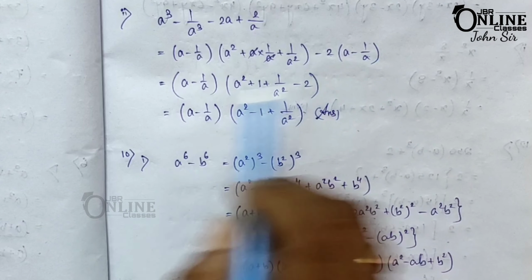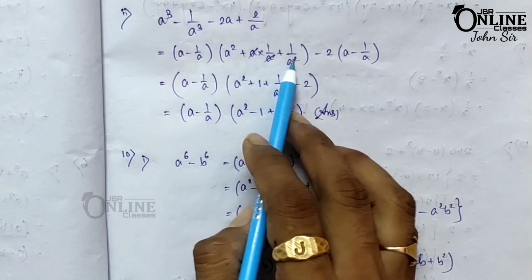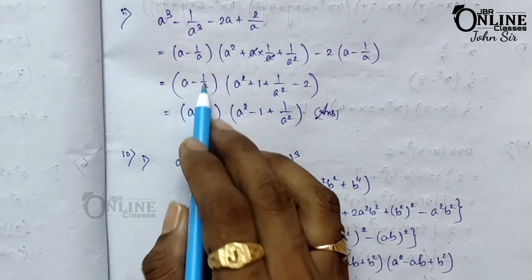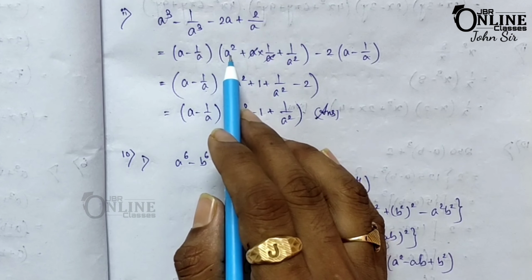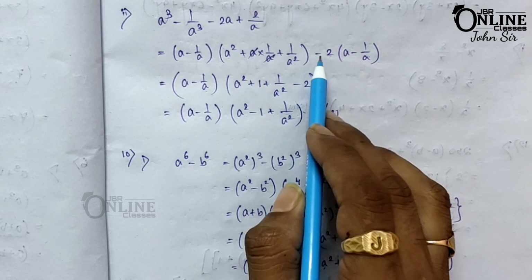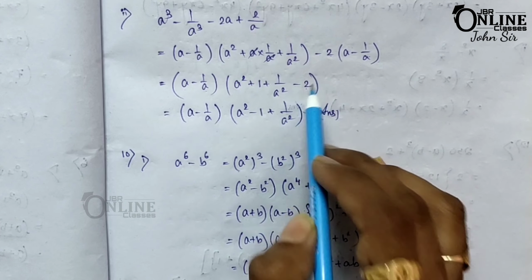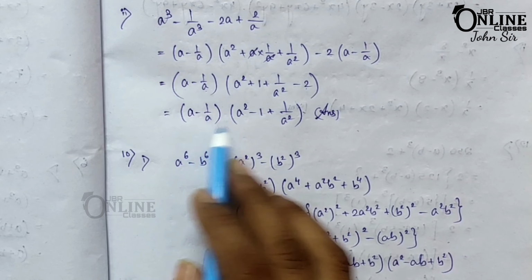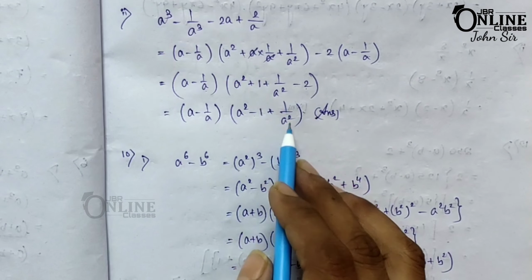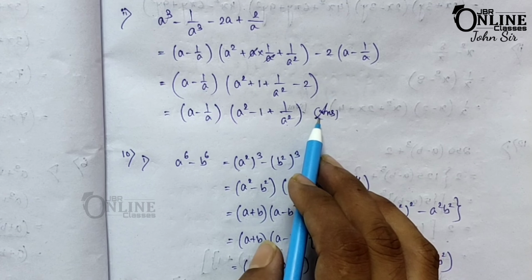Now here from the first part and the second part, a minus 1 by a will be common, so write down a minus 1 by a, and then write down the remaining portion, that means here a square, here 1, here 1 by a square, then minus, and then 2 will be here. So a minus 1 by a, and then a square, here minus 2 plus 1, so it is a square plus 1 by a square minus 1. So that is the answer.